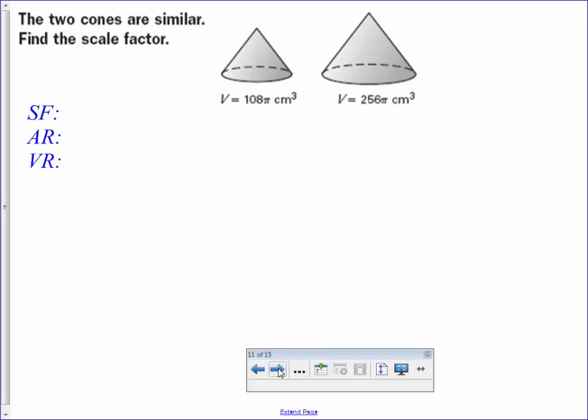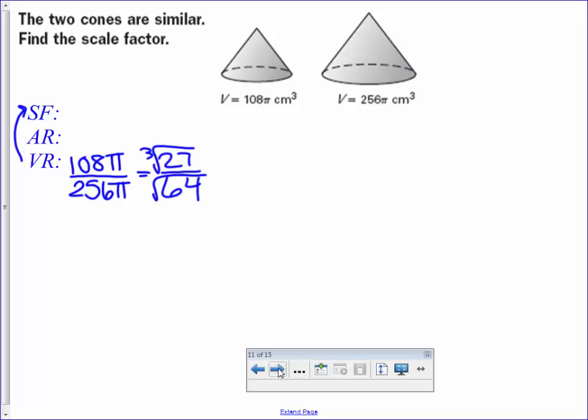Alright, so this next one gives us the volume. We're trying to find the scale factor. So they give you the volume of one cone is 108 pi to 256 pi. Well, remember, we're going to work backwards to the scale factor. First off, we're going to simplify this because 108 is not a perfect cube. So when you simplify 108 to 256, you get 27 over 64. So now I can take the cube root of these two numbers to work backwards for our scale factor. And we get 3 to 4 when you do that in your calculator.